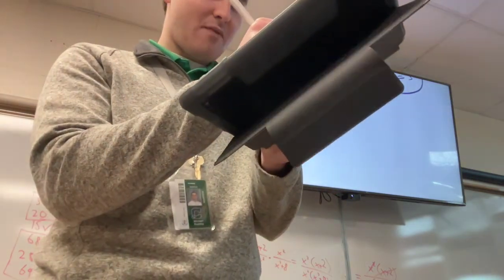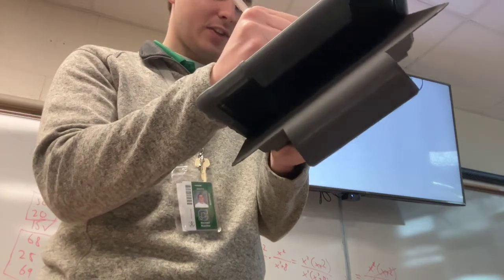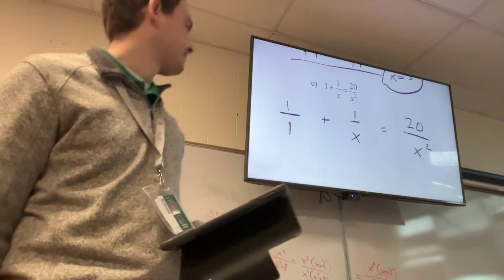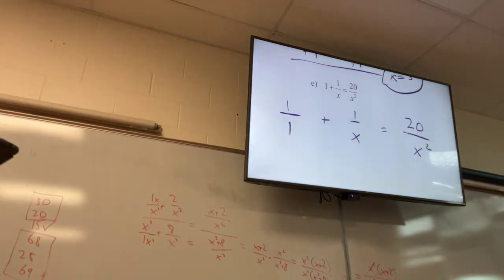All right, so we got 1 over 1 plus 1 over x equals 20 over x squared. We've got to make sure everything has the same denominator. What's this one missing that the other two have? X squared. Yeah, so you might think that it's missing both x and x squared. It's really only missing x squared. So multiply the top and bottom by x squared. What's the middle one missing? X. So we need to multiply by x over x.